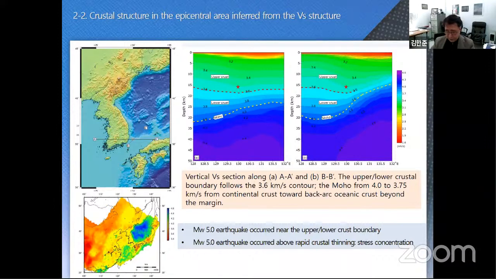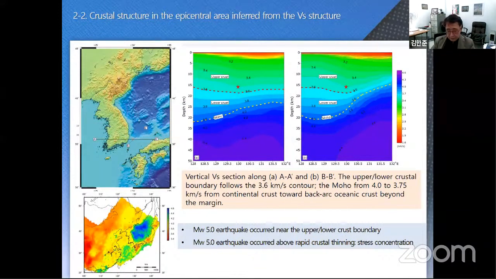In addition, the crustal thickness decreases rapidly across the margin. So, as is well known, stress is concentrated at the geometric discontinuity and can easily generate earthquakes.